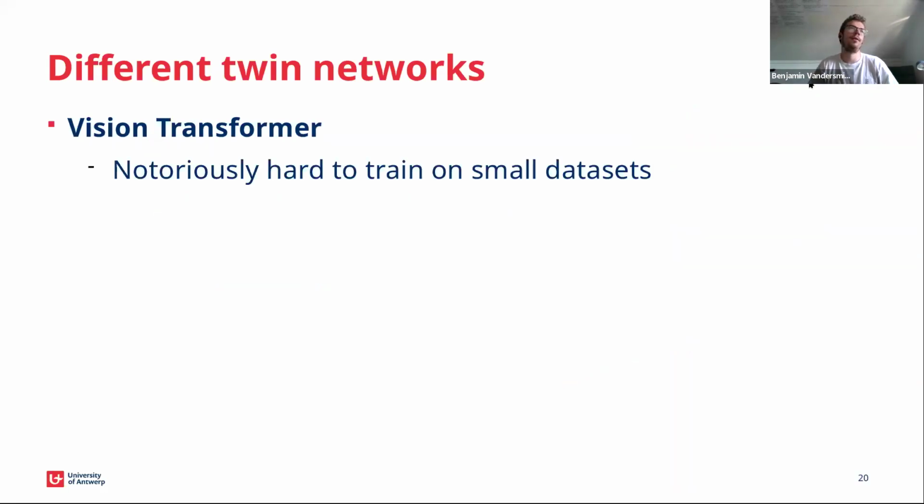The second case is with a vision transformer. And vision transformers are somewhat notorious to train on small data sets. So typically, if you would use a vision transformer for a data set with limited samples, what would happen is you choose a vision transformer that is pre-trained on a very large data set. I think currently there are data sets with millions of images on which they are pre-trained. And then you just fine-tune your vision transformer on that small data set.